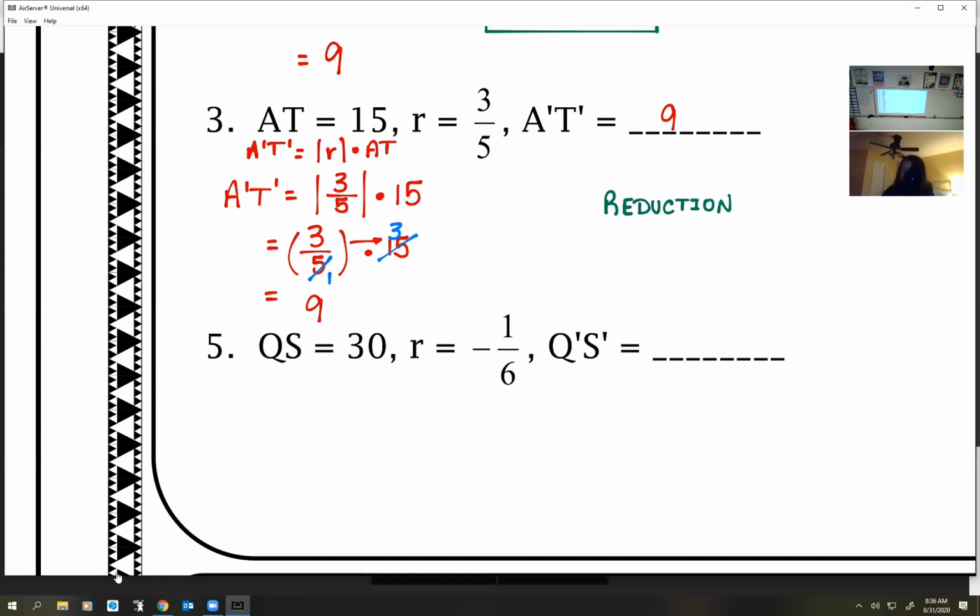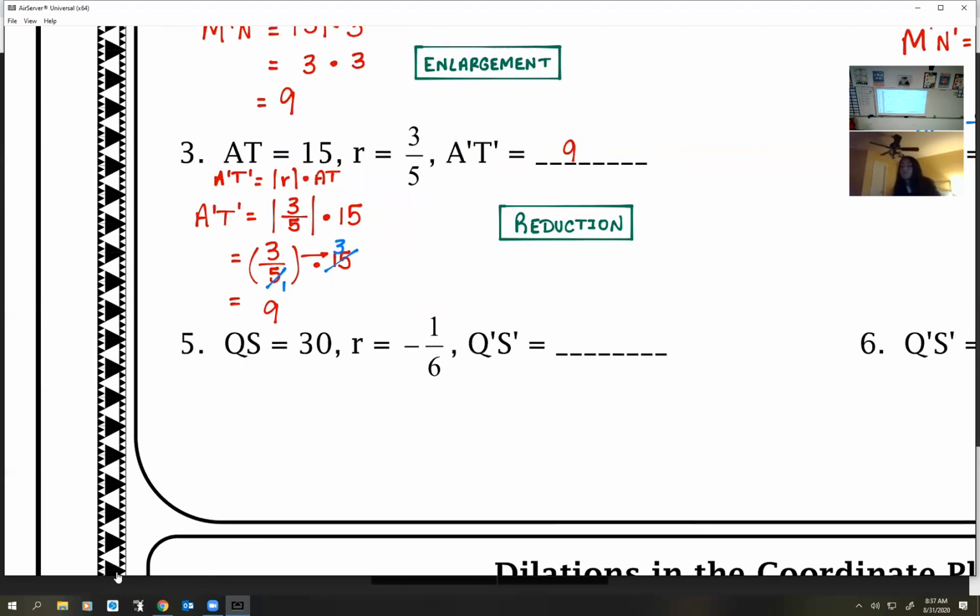Why is it a reduction? I thought 3/5 would be fine. Why would it be an enlargement? I don't know if it's bigger than 1 and 3/5. So our enlargement or reduction is based solely off of our what? R, which is called our scale factor. So our scale factor is 3/5, greater than 1?